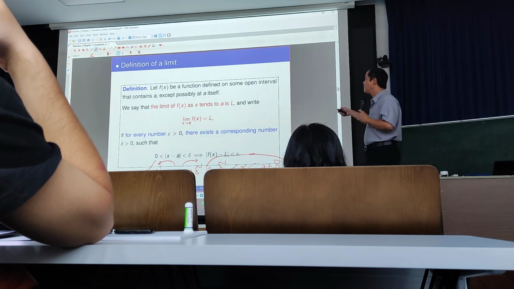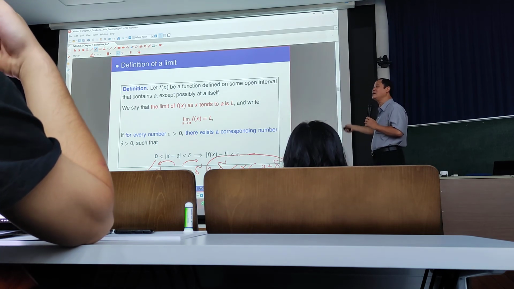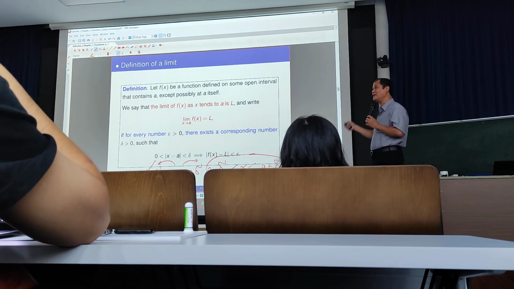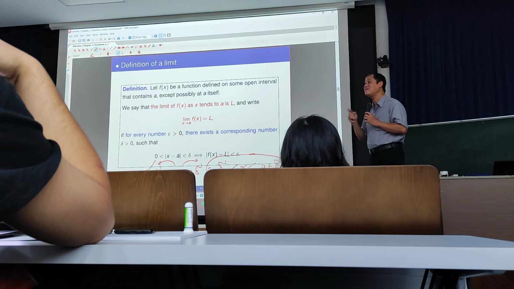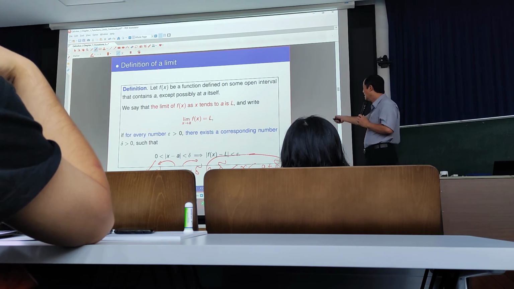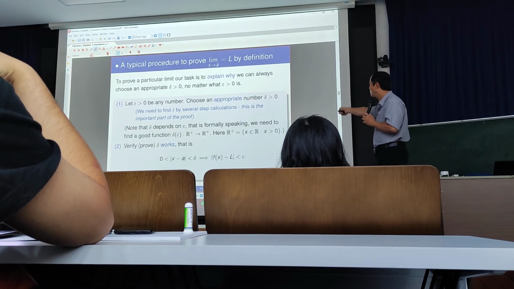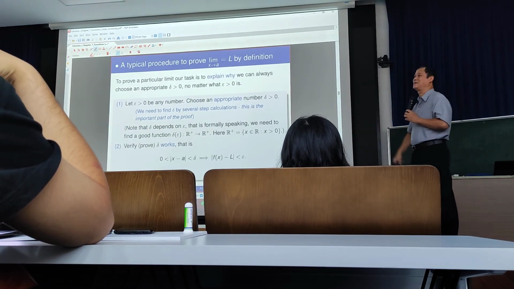If you see, find the following limit or prove the following limit using definition, then you have to do what I just explained. You have to do this slide. If you see using definition.